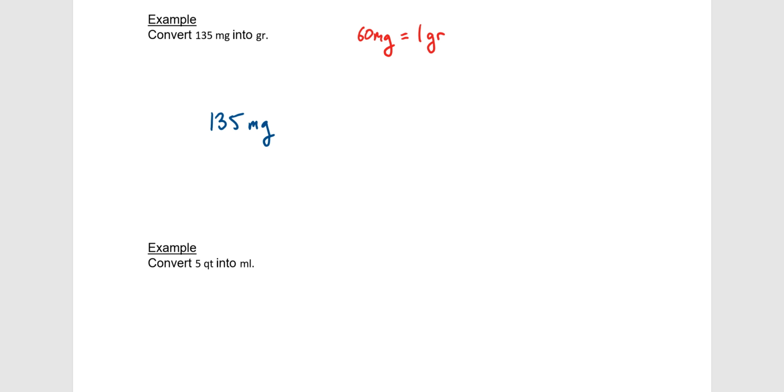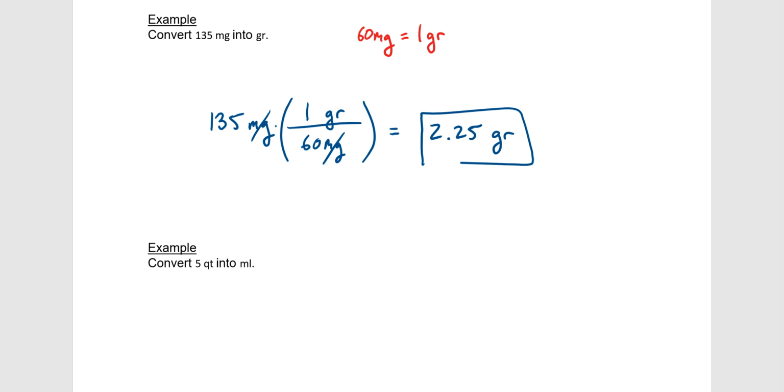So starting with 135 milligrams, we multiply this by the conversion, 1 grain over 60 milligrams. The milligrams cancel off, and we get 135 times 1 divided by 60, which gives us 2.25 grains.